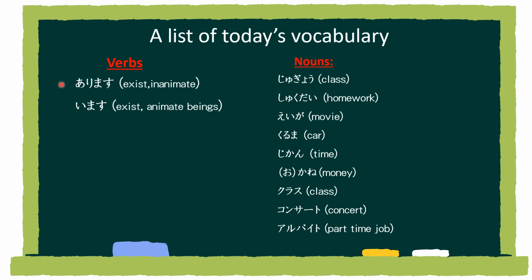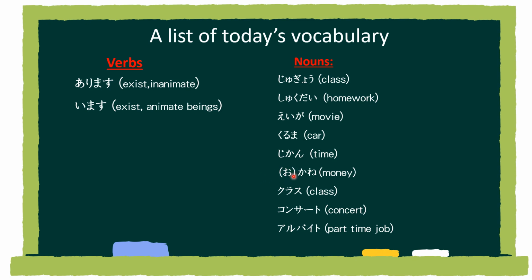あります is a う verb. The dictionary form is ある。います is a る verb and the dictionary form is いる。Let's look at nouns. 授業 class, 宿題 homework, 映画 movie, 車 car, 時間 time, お金 money.